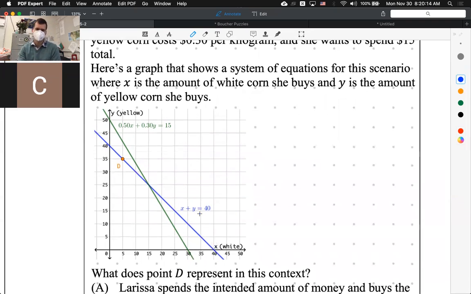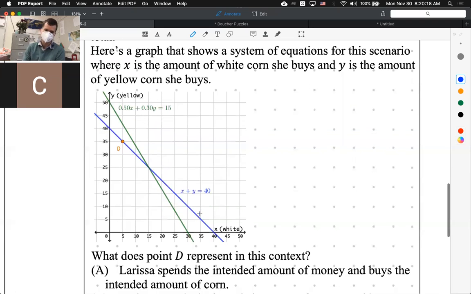So we have this fancy looking graph down here. And the hard question now is, what does this point D represent? Everyone can see it, right? The D is on the top left up here. It's the position 5, 35. What does that point represent?